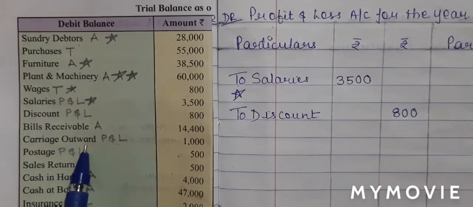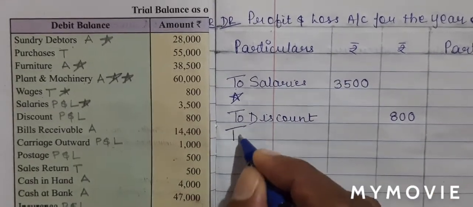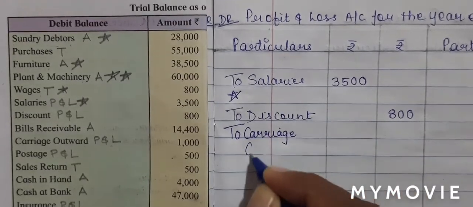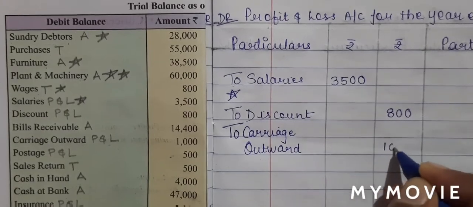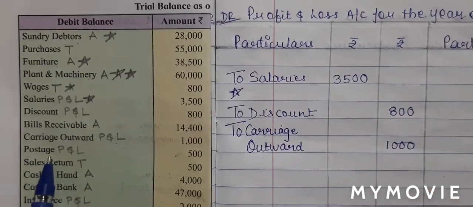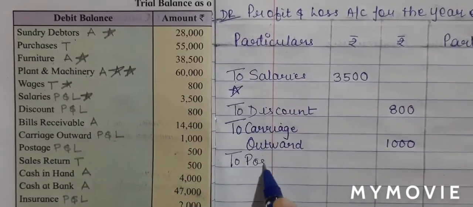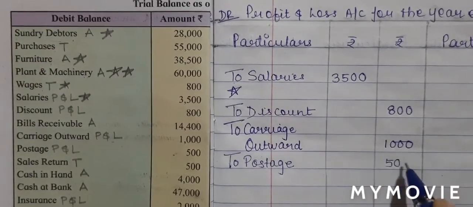Next is carriage outward, which will go in my profit and loss account. So in profit and loss account debit side, I'll write to carriage outward. Since there is no star, I'll write it in the outer column 1000. Next is postage. Again in profit and loss account debit side, I will write to postage. There is no star, outer column 500.